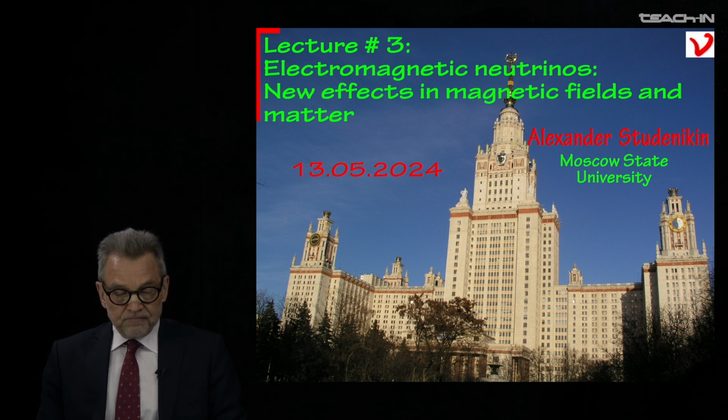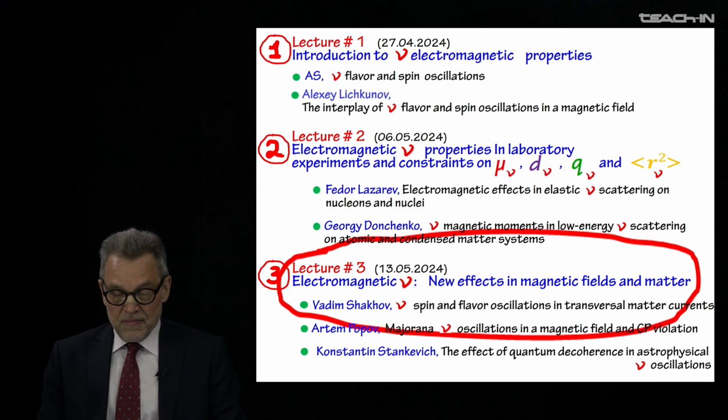And today we shall start discussion on effects, the influence of external electromagnetic fields and also matter on neutrinos. And one interesting issue is that in some cases the influence of background matter on neutrinos mimics the effect of neutrino interaction with the external electromagnetic fields, in particular magnetic fields. And this is one of the surprising results of the general problem of electromagnetic interactions of neutrinos.